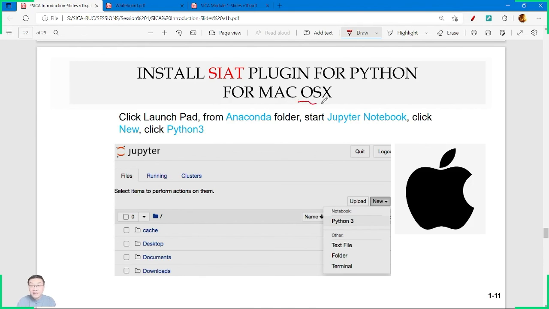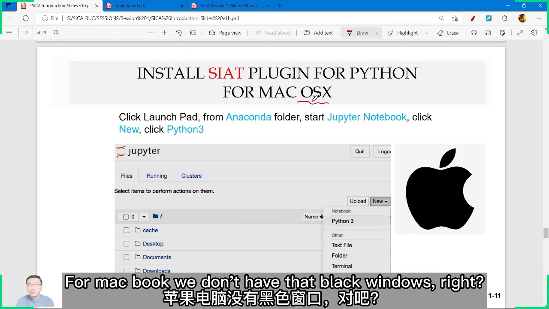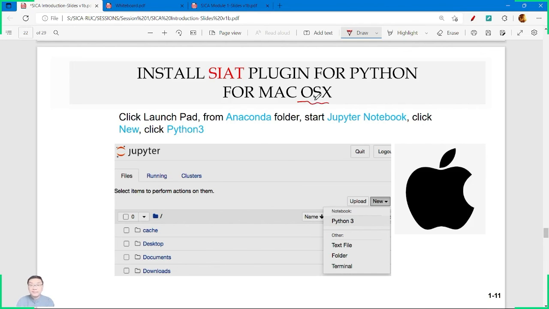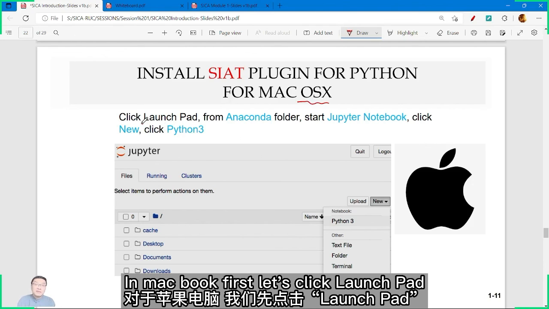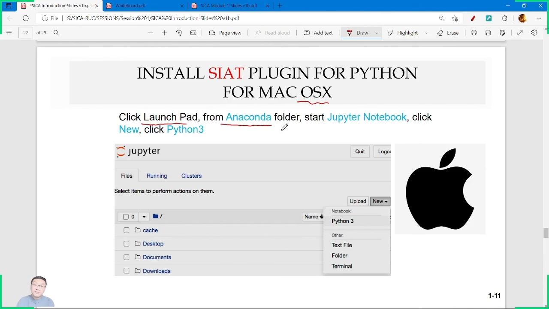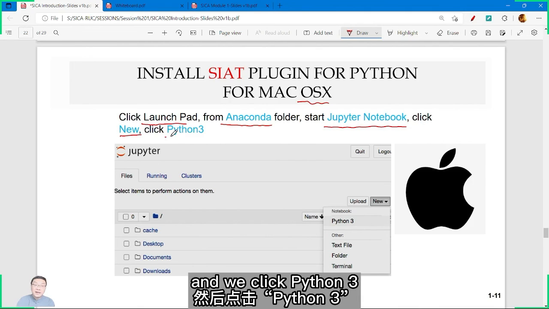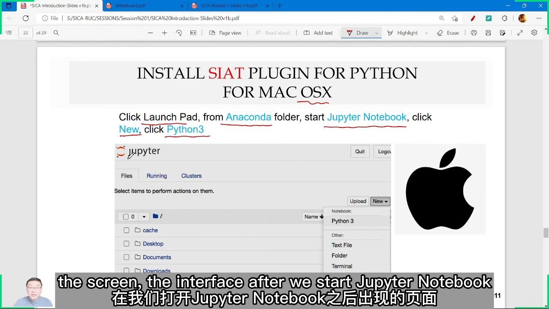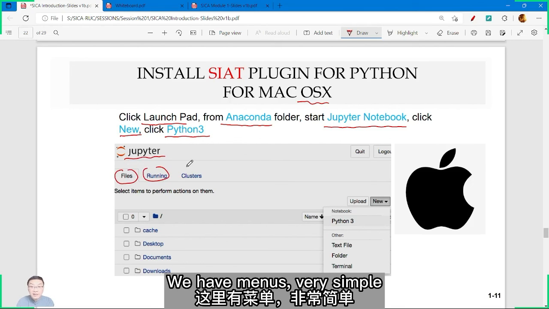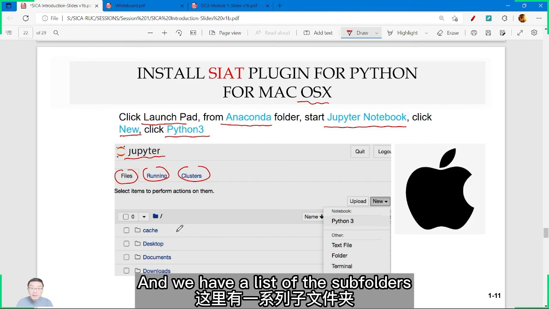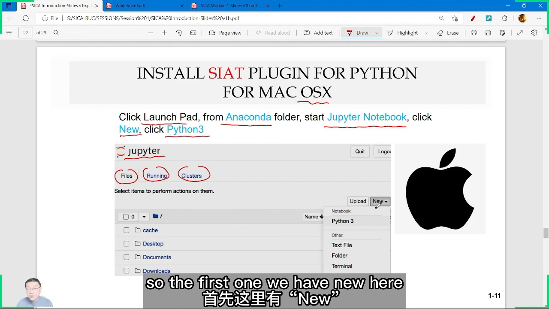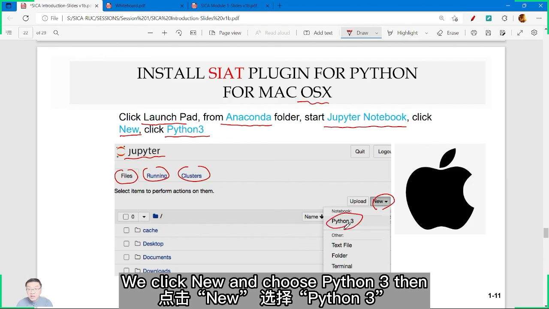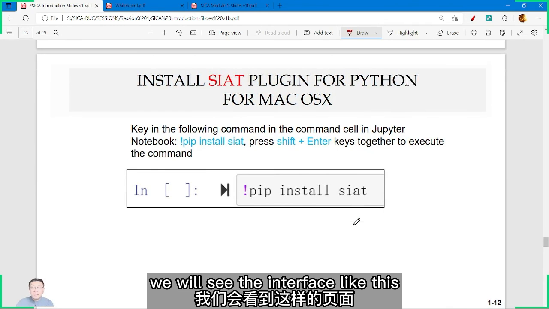You may wonder, well, for MacBook we don't have that black window, right? So how do we install it on a MacBook? On a MacBook, first click Launchpad, and then we find Anaconda, and then we find Jupyter Notebook. We click New, and we click Python 3. I'll demonstrate later for you. So this is the interface after we start Jupyter Notebook. We have very simple menus and a list of subfolders. The first one we have is New here. We click New and choose Python 3. Then we will see the interface like this.